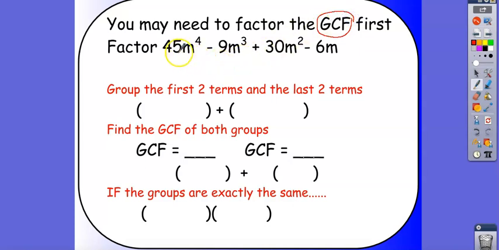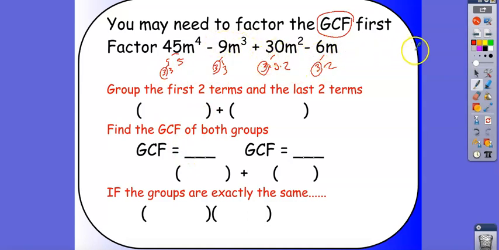Okay, when I look at this 45, it has 9 times 5. Ooh, I'm pretty happy there. A 9 and a 5. And I know 9 is a 3 and a 3. This breaks down to the factors of 3 and 3. This is 3 times 10, which is 5 times 2. And this is 3 times 2. So what do they all have in common? They all have a 3 in common. That's how I can determine the greatest common factor.